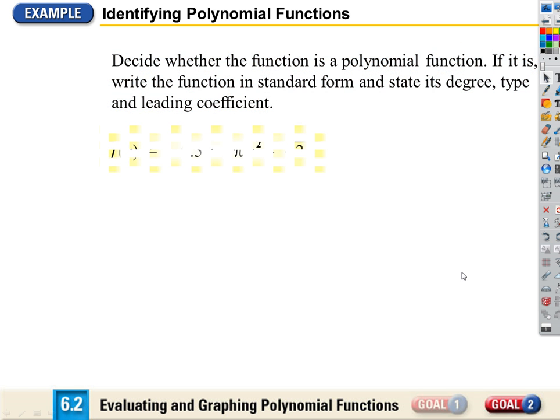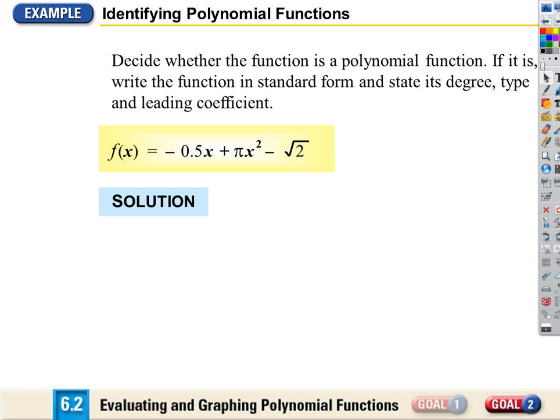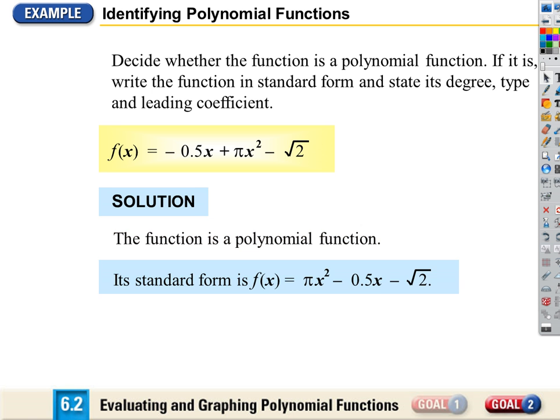What about that one? Hunter, what do you think? Yes. Yes, it looks weird, but it meets the criteria, doesn't it? The exponents are all whole numbers. The coefficients are all real numbers, no i's, right? So it does work. Is it in standard form? No. To put it in standard form, what would have to be the leading coefficient? Pi. Pi, okay. What's the degree? 2? Okay, good.